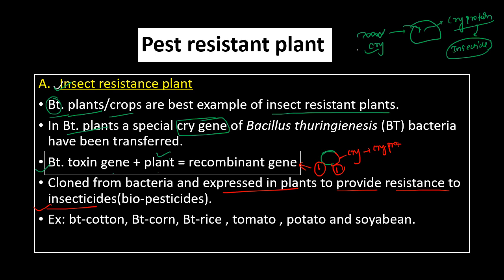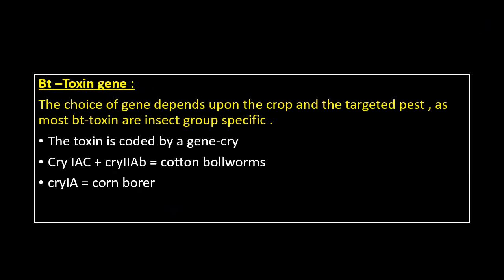Through this we protect plants from insects with biopesticides. It is called biopesticides because through biotechnology, without using any chemical, we protect from insects. In application, we produce Bt cotton, Bt corn, Bt rice, Bt tomato, Bt potato, Bt soybean. In our NCERT, it is given only about Bt cotton.